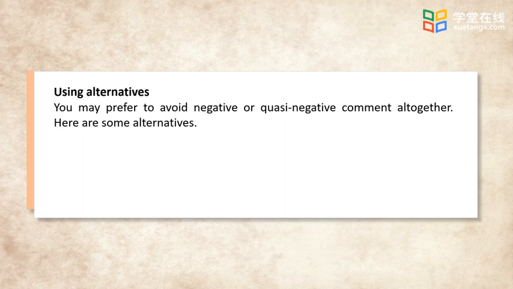The alternative expressions include contrastive statements such as, the studies have emphasized, as opposed to; raising questions such as, however, it remains unclear whether; continuing a line of research such as, the literature shows that A is a useful technique for. This paper uses A too. Using alternatives, you may prefer to avoid negative or quasi-negative comment altogether. Here are some alternatives.